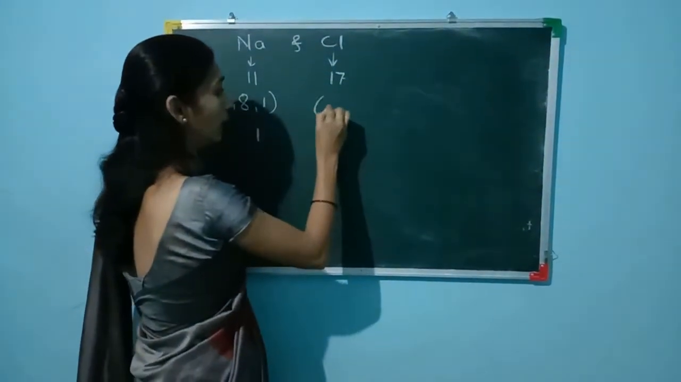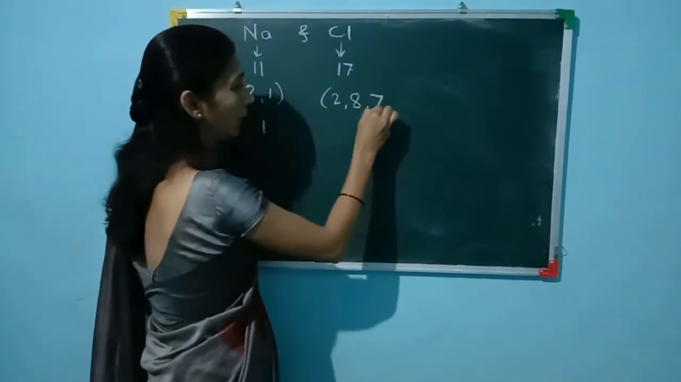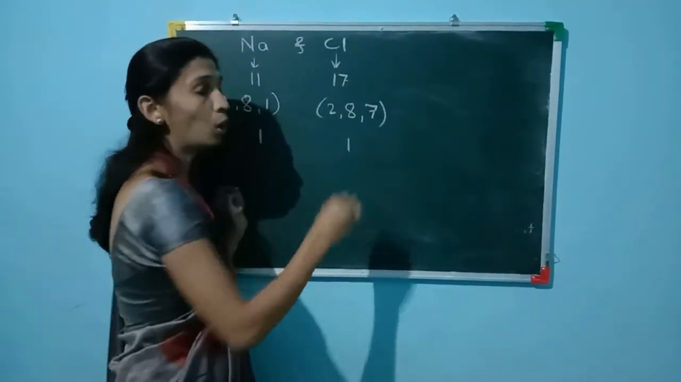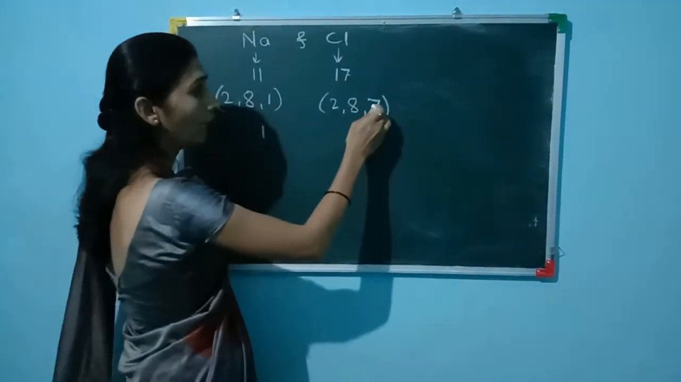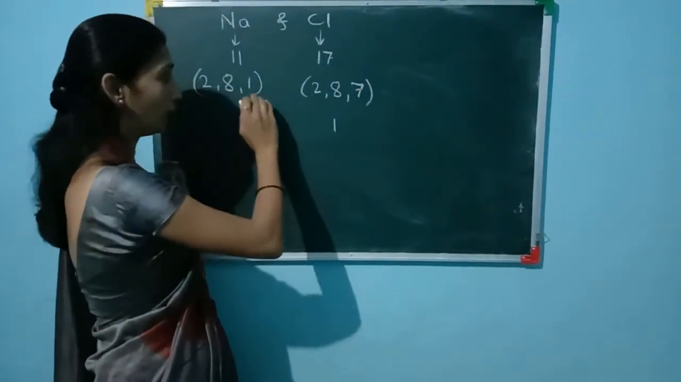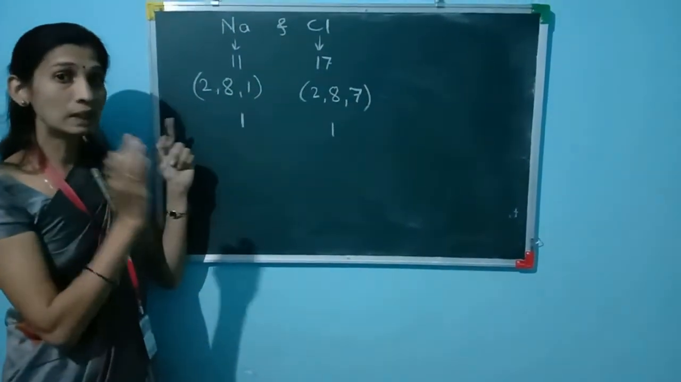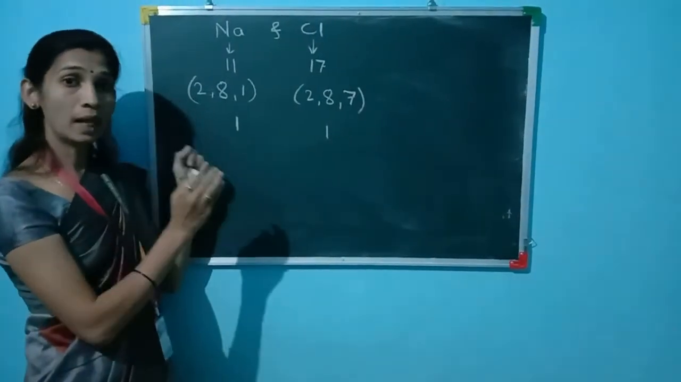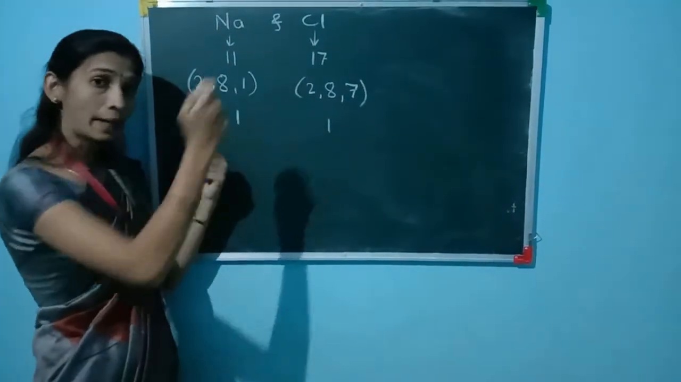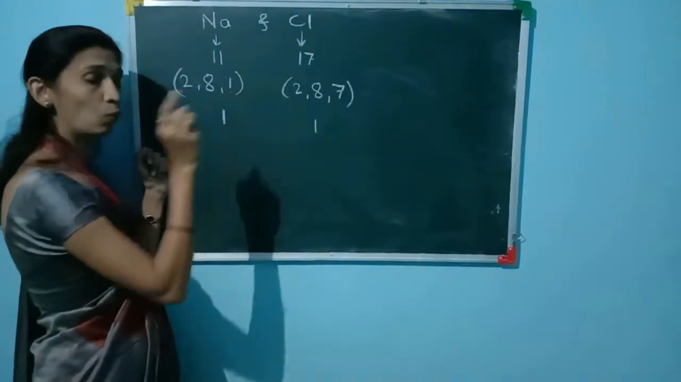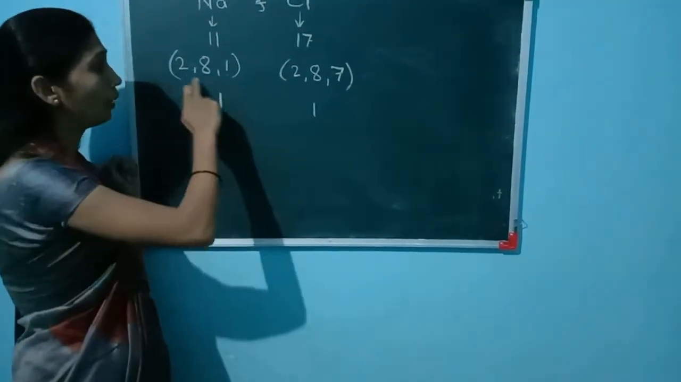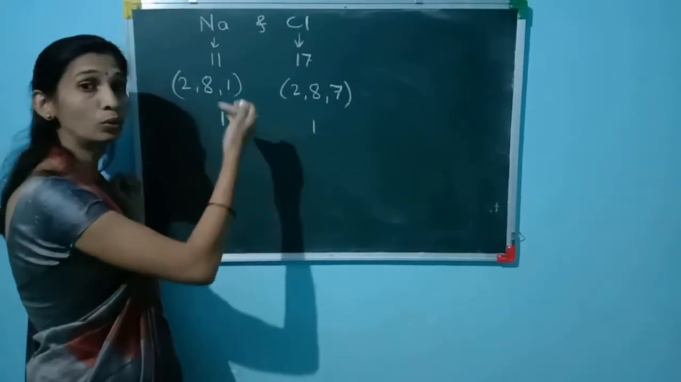Now, the electronic configuration of chlorine is 2, 8, 7. It also has valency 1, because 8 minus 7 gives 1. To become stable, to form a stable atom, it will give or accept electrons. Here there is 1 electron present, and it wants 7 electrons for stability. Therefore, it loses 1 electron.